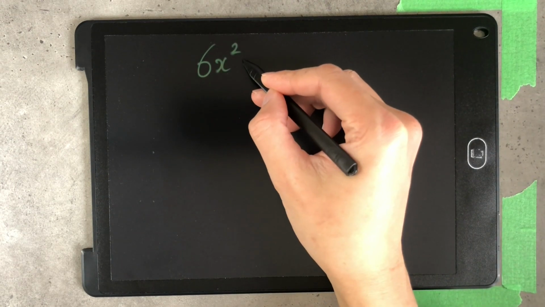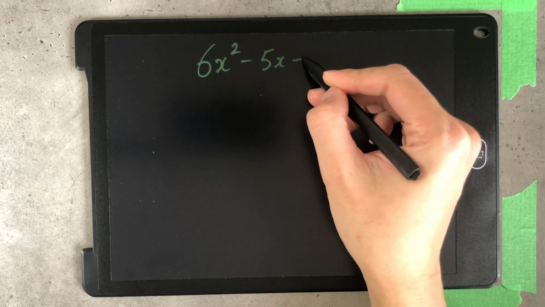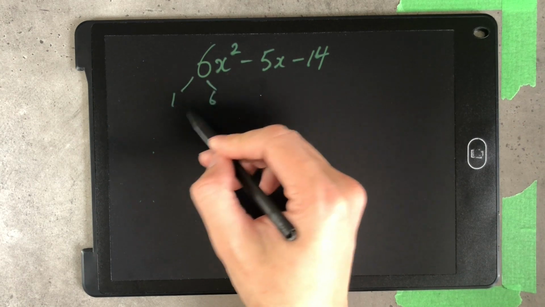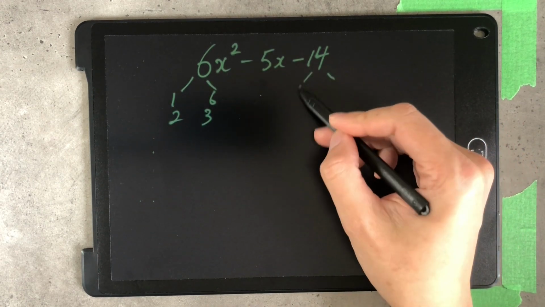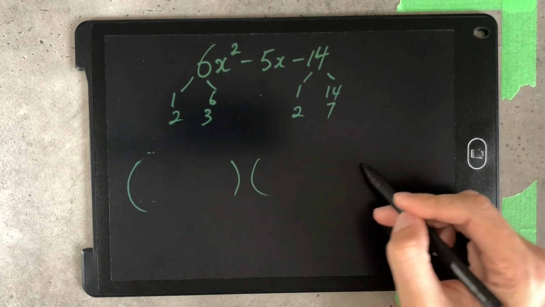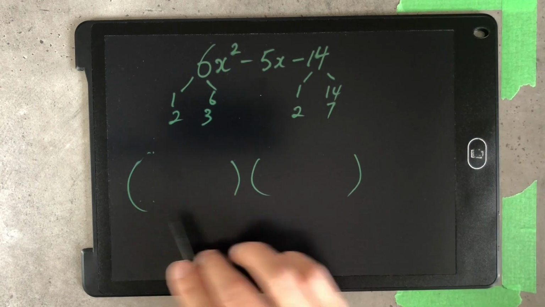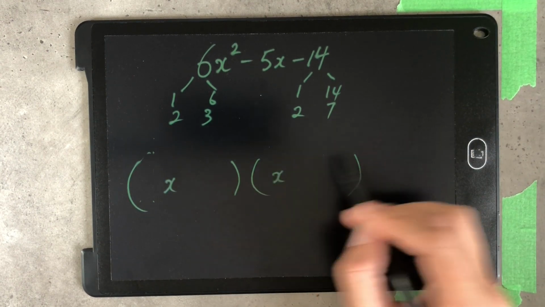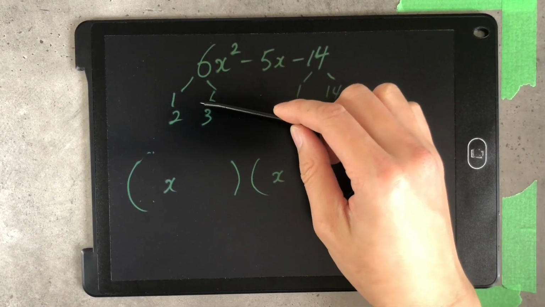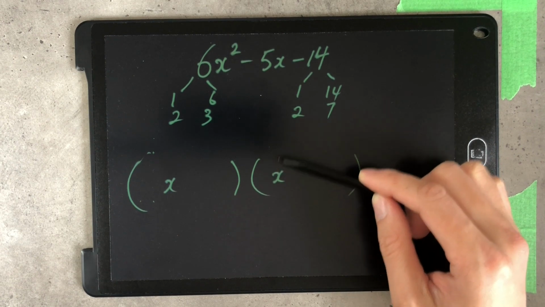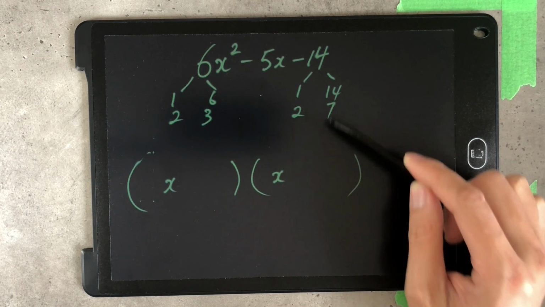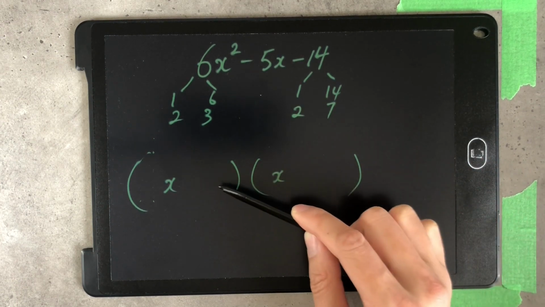The harder one is 6x squared minus 5x minus 14. Notice 6 has 1 and 6, 2 and 3. 14 has 1 and 14, 2 and 7. So writing down the brackets here, we have to figure out which numbers go here. So let's put down the x first. This is a little tricky because you have multiple scenarios. I could go 6 here, 1 here, and I could take any pair. So I could do 1 here, 14 here, or 14 here, 1 here, 2 here, 7 here, or 7 or 2.